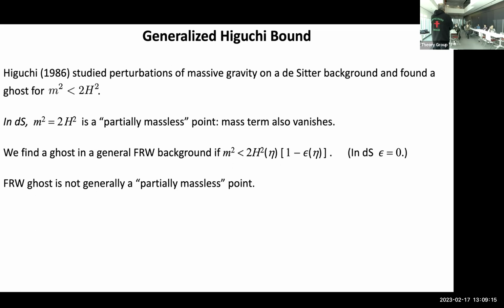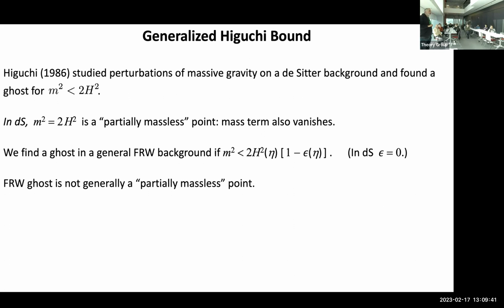So we find in a general FRW background, there will be a ghost if m squared is smaller than 2H squared times (1 minus epsilon). In de Sitter, epsilon is equal to zero, H dot is equal to zero. So this just maps to what you expect in de Sitter.